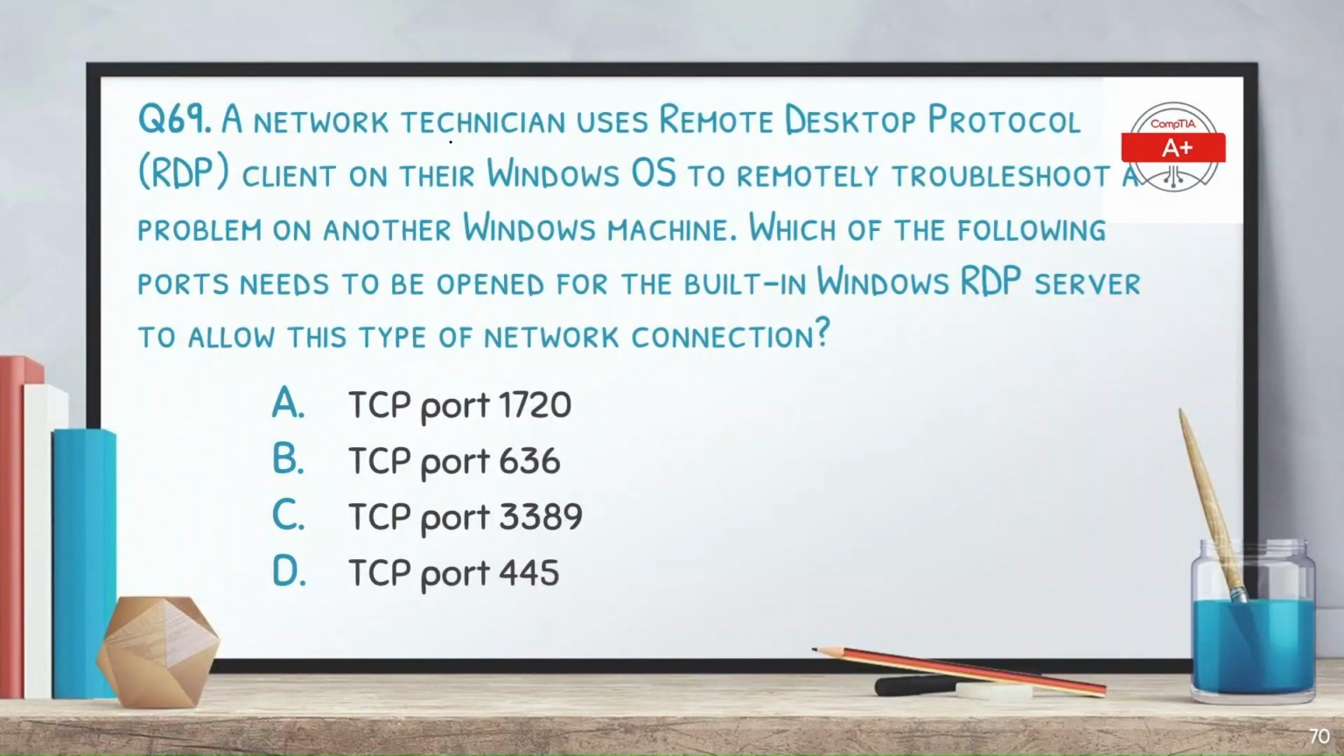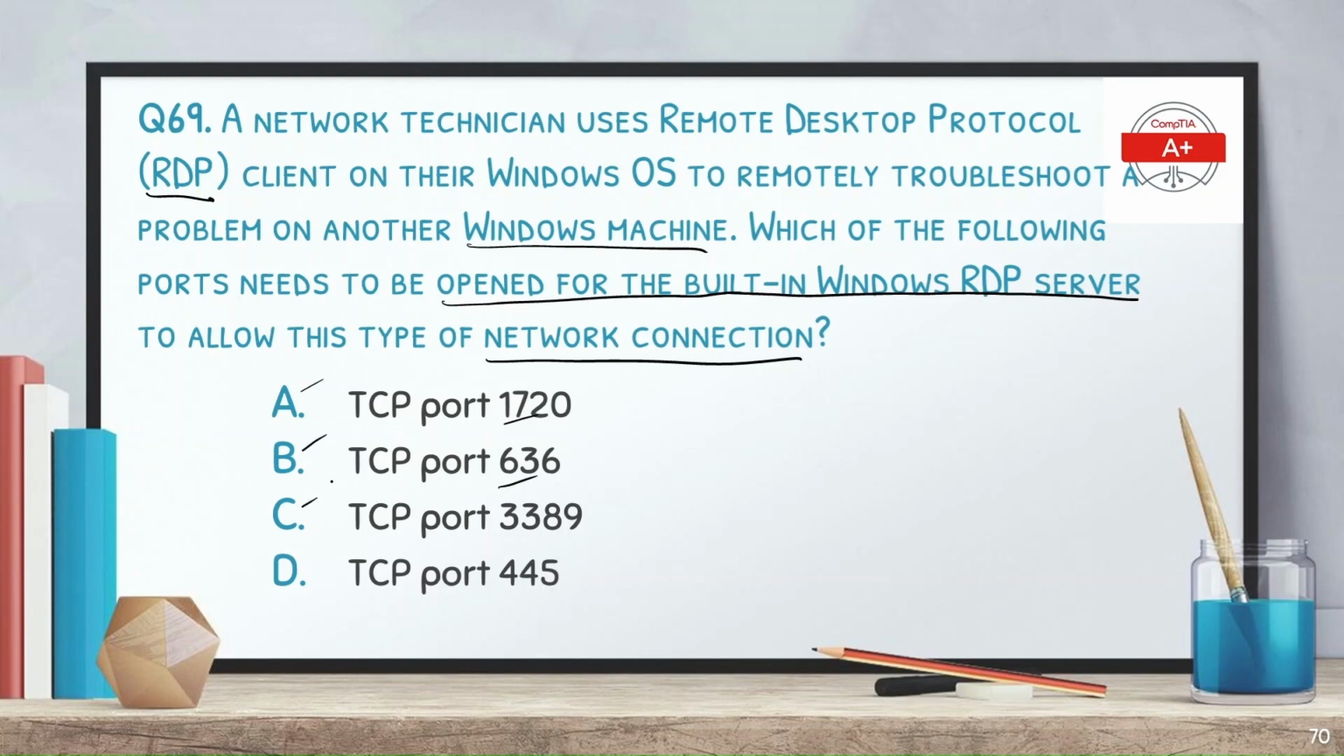Question number 69 is that a network technician uses a Remote Desktop Protocol client on their Windows OS to remotely troubleshoot a problem on another Windows machine. Which of the following ports need to be opened for the built-in Windows RDP server to allow this type of network connection? The options are A, TCP port 1720; B, TCP port 636; C, TCP port 3389; and D, TCP port 445. And the correct option is port number 3389. So RDP basically uses port number 3389.